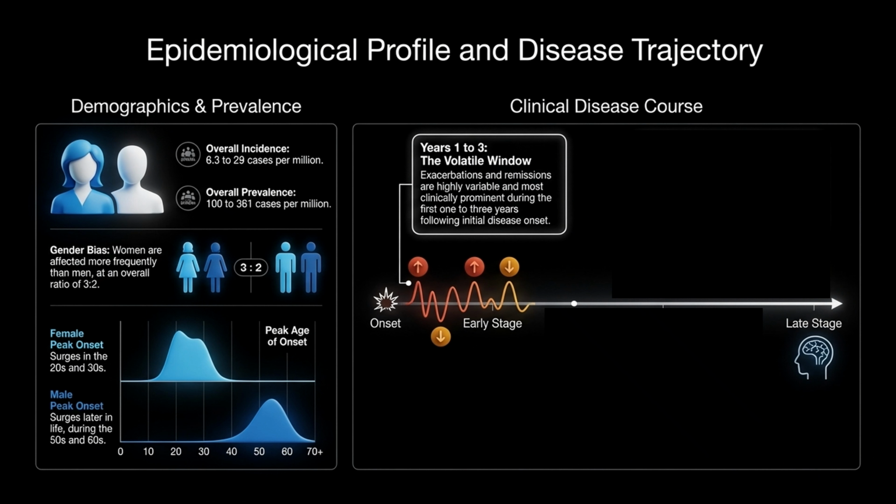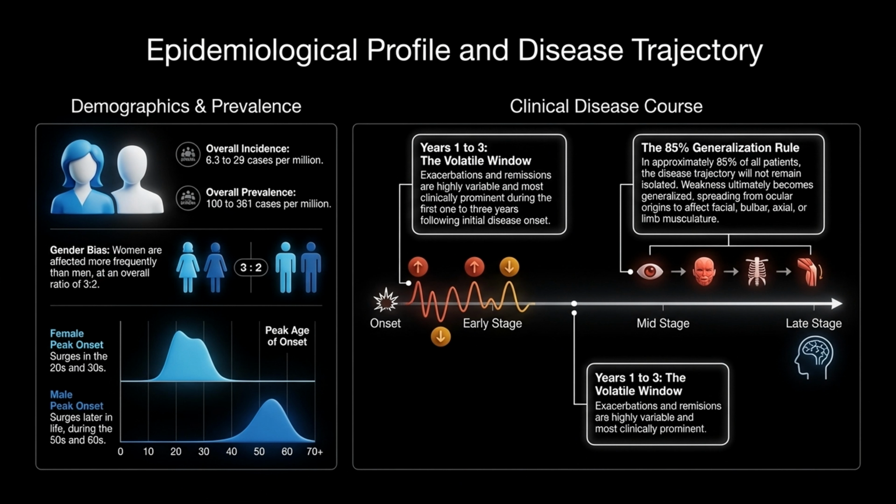The clinical course of MG is variable. Exacerbations and remissions may occur, particularly during the first 1 to 3 years after disease onset. In approximately 85% of patients, myasthenic weakness becomes generalized, affecting facial, bulbar, axial, and limb muscles, in addition to ocular muscles.